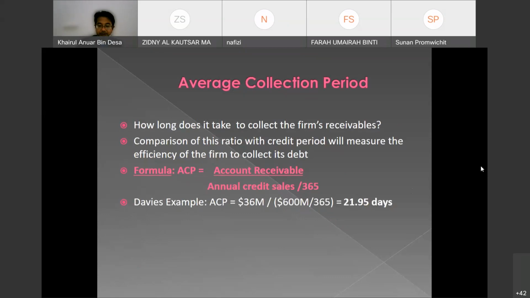The first one, Sharifah. Let's say benchmark is 1 month. Okay, benchmark is 30 days, 1 month. If the company benchmark is 30 days, depend on the company's need. If the company able to collect less than the benchmark, less than 30 days, this company is effective, okay, efficient.